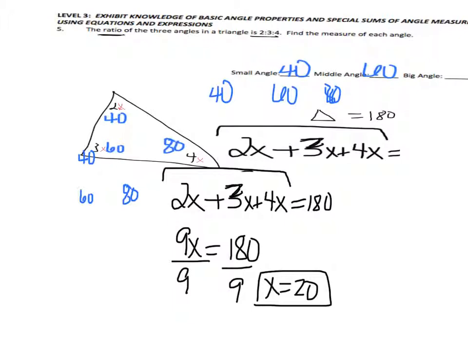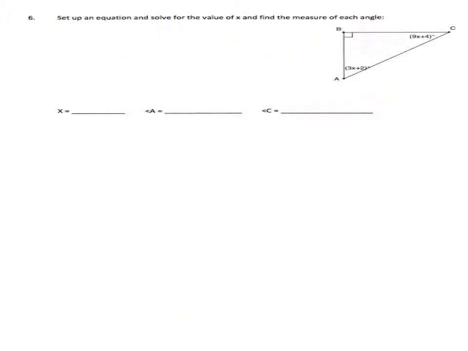All right, question 2. Set up an equation and solve for the value of x and find the measure of each angle. If I'm looking at this picture, I see that I have a box in angle B, and remember that equals 90 degrees. It's a right angle. And I have these expressions, 3x plus 2 and 9x plus 4.